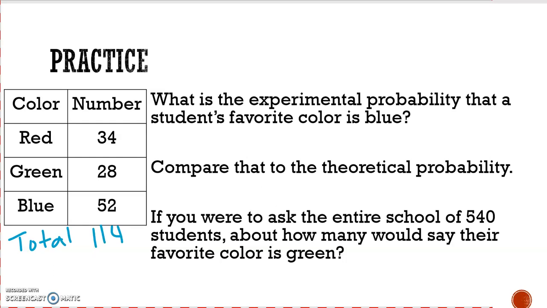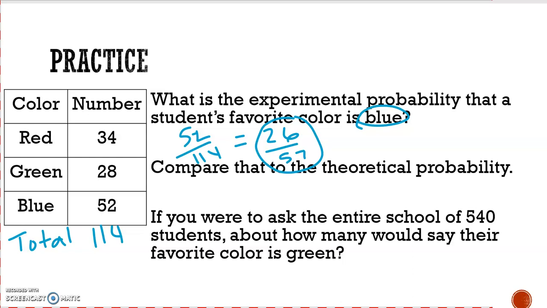Okay, so it says, what is the experimental probability that a student's favorite color is blue? So we have 52 over 114. Okay, so if we take half of each of these, this gives us 26 over 57. Okay, so we can't divide by anything else because the only thing we could divide by is 2 and 13 for 26, and we can't divide that by 57. So this is our final answer.